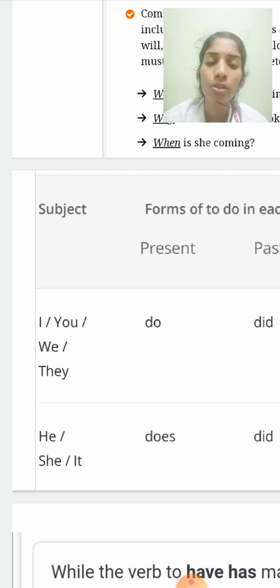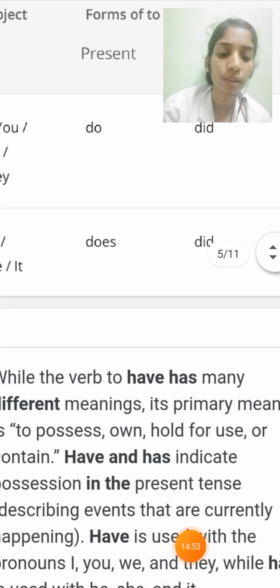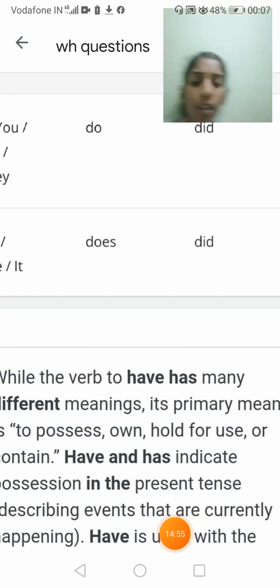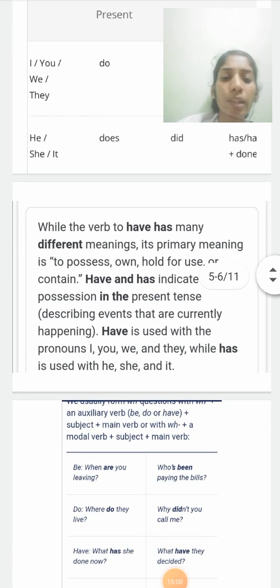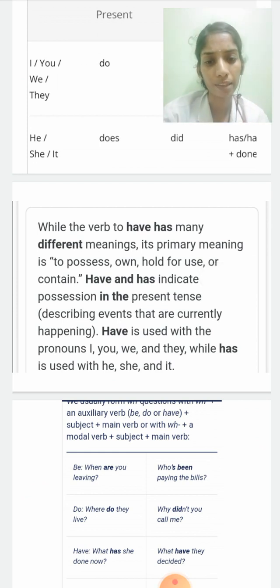So had is used for all the subjects in the past tense only. We should use had only in the past tense, so you should know that before understanding anything. So while the verb to have has many meanings, why do we have to use have and has?